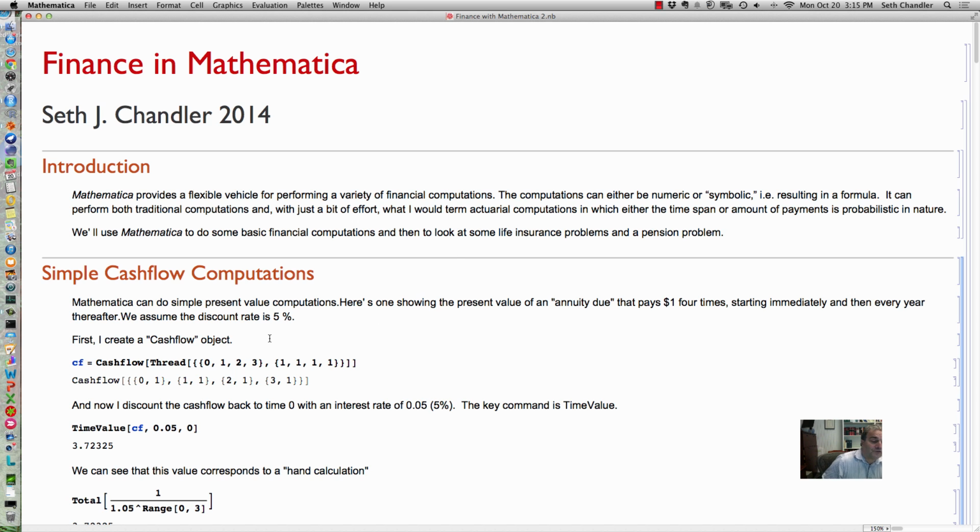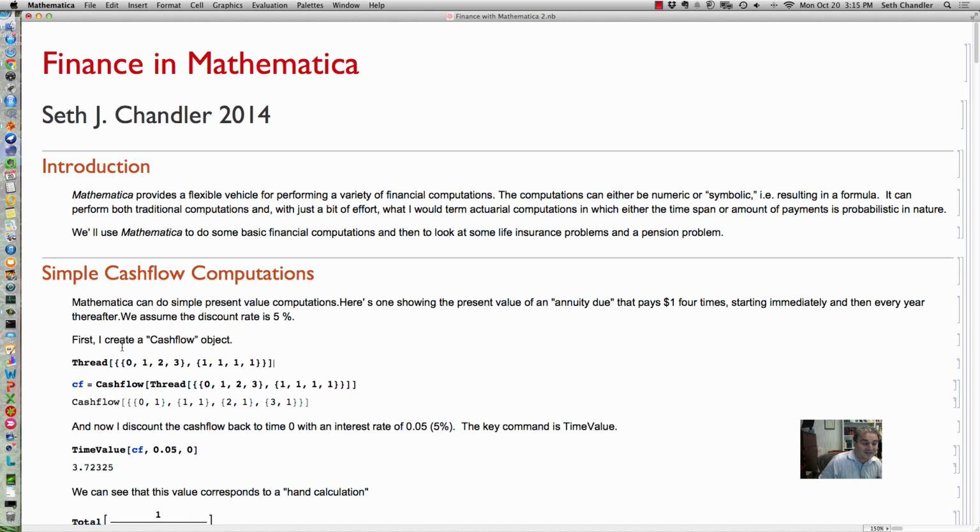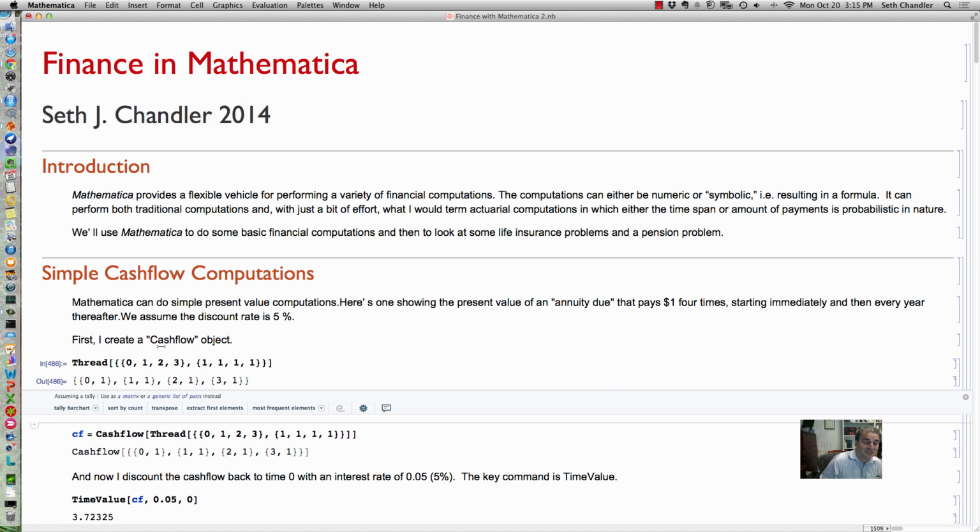All right, so the fundamental thing that Mathematica has going for it is something called a cash flow object. And what I'm going to do is, remember our friend Thread? Our friend Thread says take this and put it together, and take the second element here and the second element here and put it together, and put the third here and the third here, etc. So if I just thread this, I get the 0 hooks up with the 1, the 1 hooks up with the 1, the 2 hooks up with the 1, and the 3 hooks up with the 1.